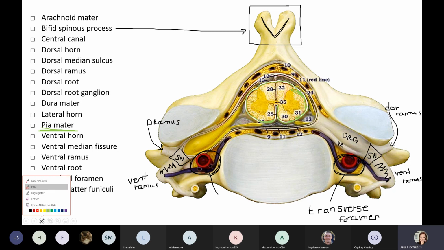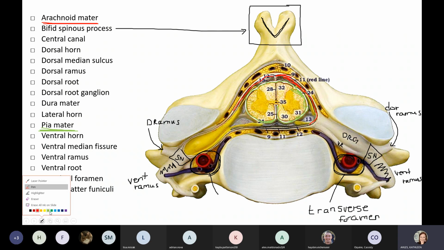Then we go out a little bit. They're calling it the red line, so I'm going to color it and make it red. The red line is my next layer of connective tissue. So number 11, the red line that I just colored red, that red line is the Arachnoid Mater. It's the next layer of connective tissue right there on the outside of the Pia Mater. And there is that subarachnoid space that we talked about around the brain. We have that around the spinal cord as well. We'll talk more about that in lecture next week.